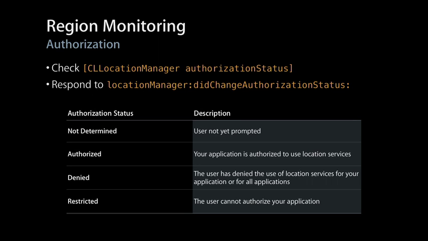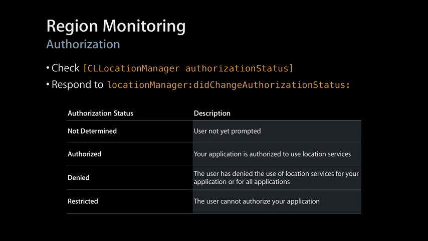Additionally, authorized means that they've tapped OK and the application can use location services. Denied means that they've either tapped Don't Allow for your application, switched it off in location service settings, or they've turned it off for all applications. Now, whether they've turned it off for just your application or for the device overall, the end result is the same, and you should just respond accordingly.